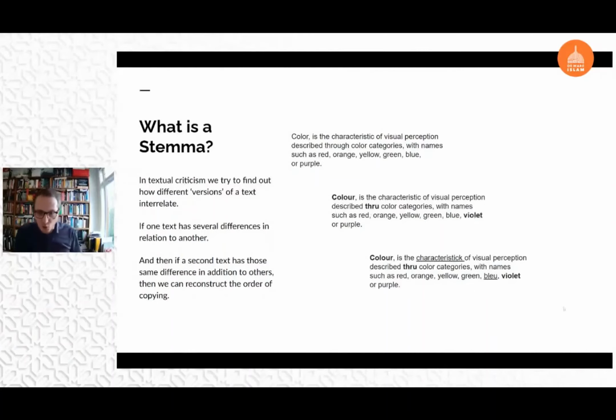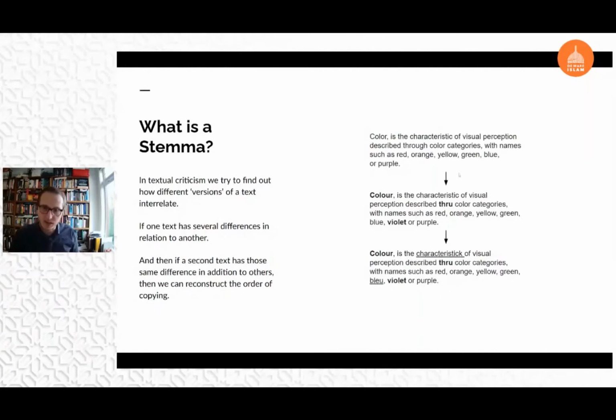And the second one has all those changes. So color is now written with OU, through is no longer written OUGH, but with a U. And violet was added in both, but it adds even more differences. Characteristic is suddenly written with CK, and blue is misspelled with EU. Now, what we can say is we can kind of reconstruct, okay, who was first, who made some changes, and who made even more changes, because it's a layered effect.